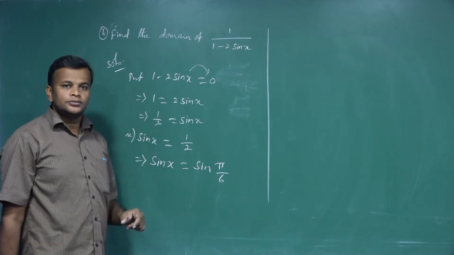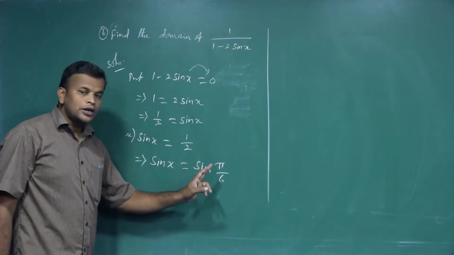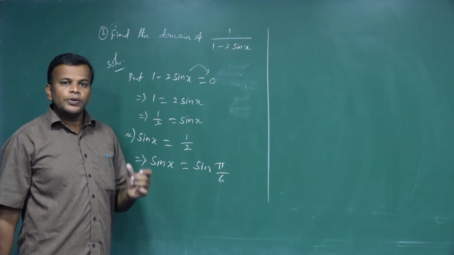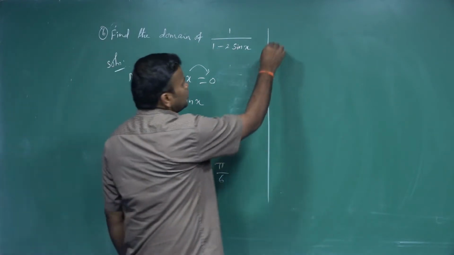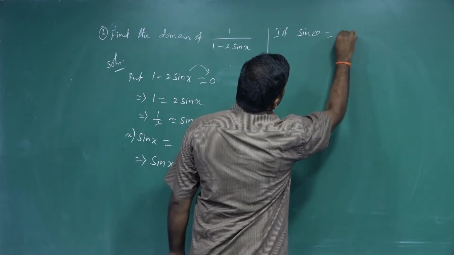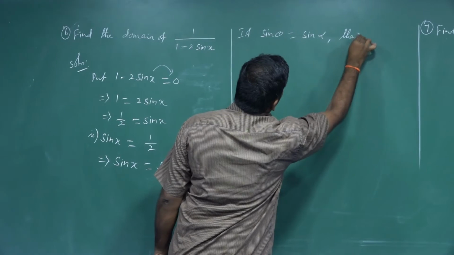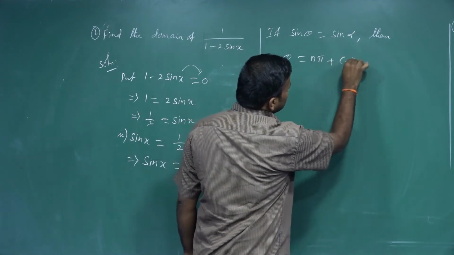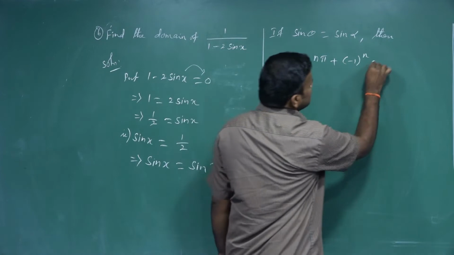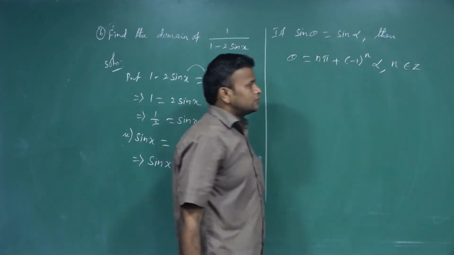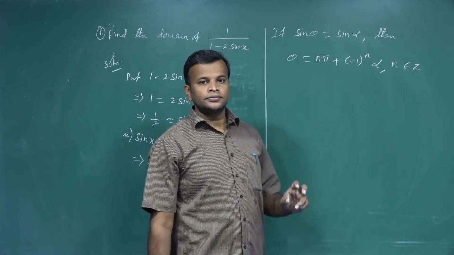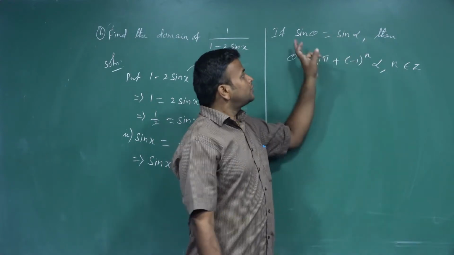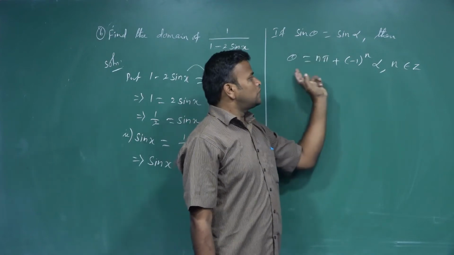So I remind you of the formula. In trigonometry, if sin theta is equal to sin alpha, then the value of theta is equal to n pi plus minus 1 whole power n into alpha, where n is an integer, n belongs to Z. It is a general formula to calculate this theta. There are three general formulas: sin theta equals sin alpha, cos theta equals cos alpha, and tan theta equals tan alpha. Here sin is involved, so we use this formula.